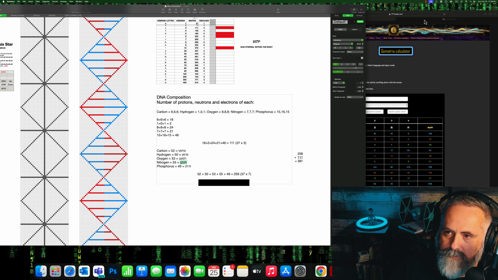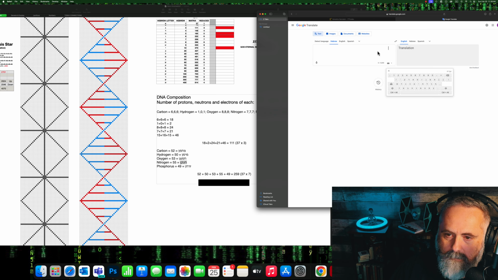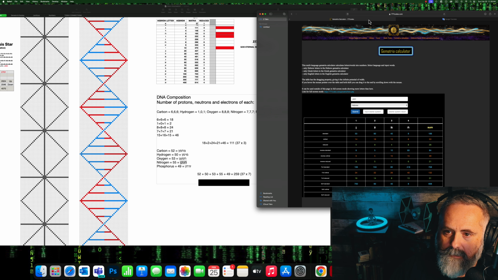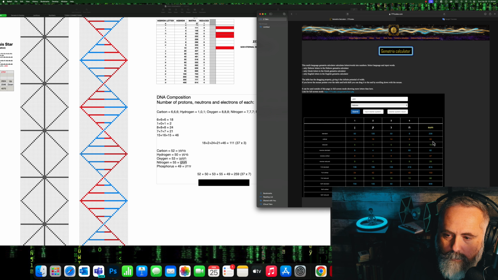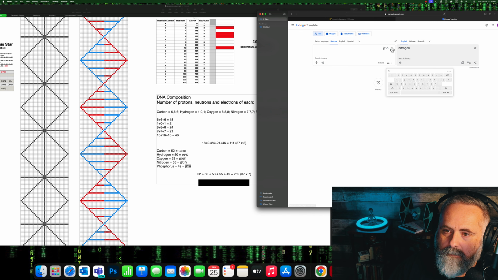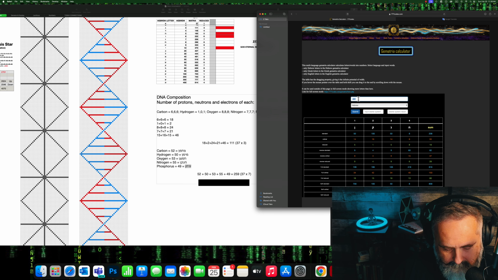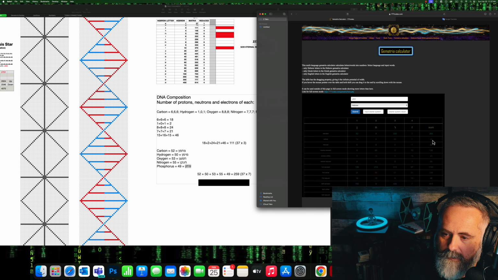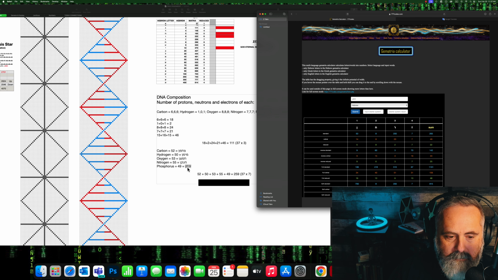We're going to do nitrogen. Paste it in. You can see it's nitrogen. Let's come over here, paste it in. The ordinal value is 55, just as I have here. And then the last one is phosphorus. Paste it in. As you can see, phosphorus. And paste that in. And the value is 49.